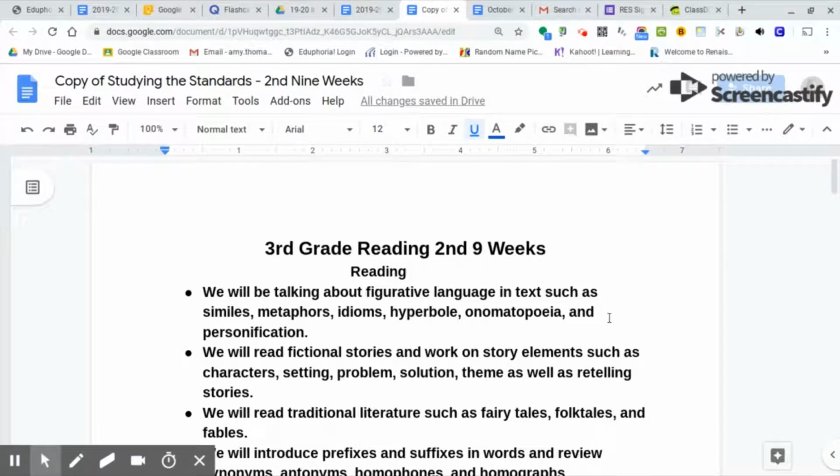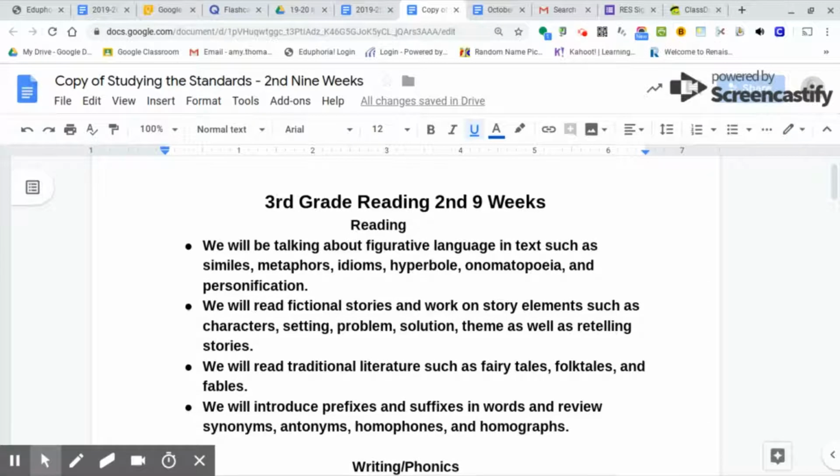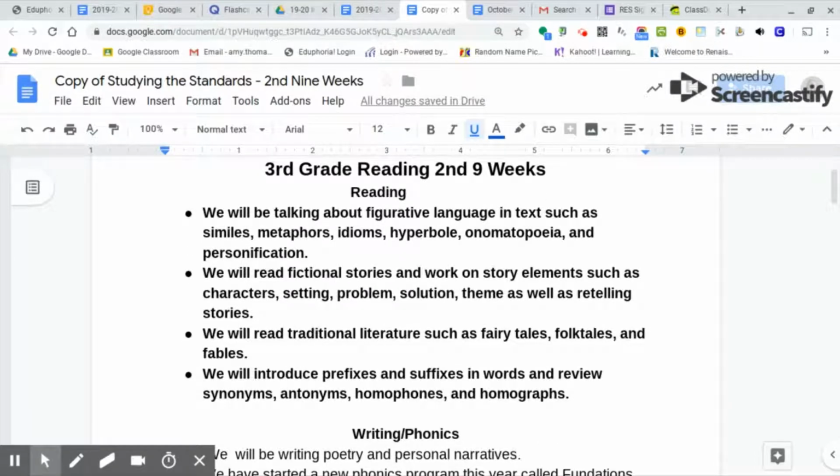In third grade, this 9 weeks in reading, we will be talking about figurative language in text. Some of the different types of figurative language we're doing include similes, metaphors, idioms, hyperbole, onomatopoeia, and personification. Once we finish up that unit, we're going to move to fictional stories, and we're going to work on story elements such as characters, setting, problem, solution, theme.